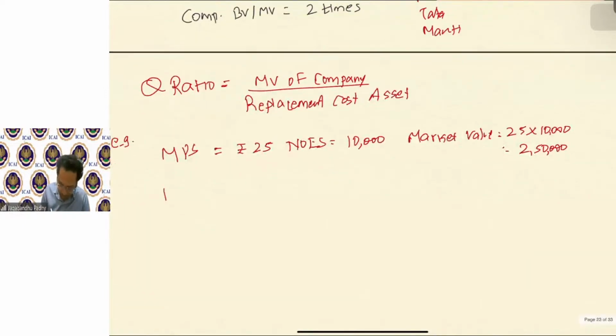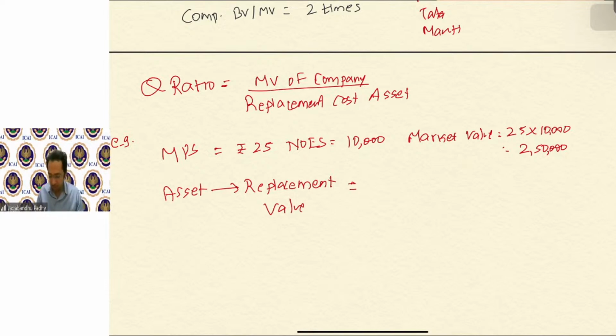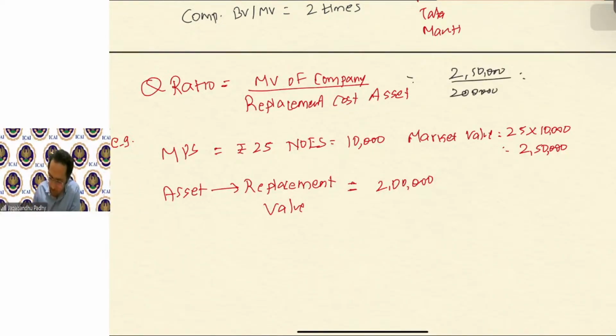And let's say the company has got some assets. If you are going to replace those assets today, I'm not talking of the book value of the asset. We are talking of replacement value. Replacement value is if we are going to replace that asset today with similar assets from the market, that may cost us 2 lakh rupees. So now the ratio is basically 2 lakh 50,000 divided by 2 lakh, which is 1.25.